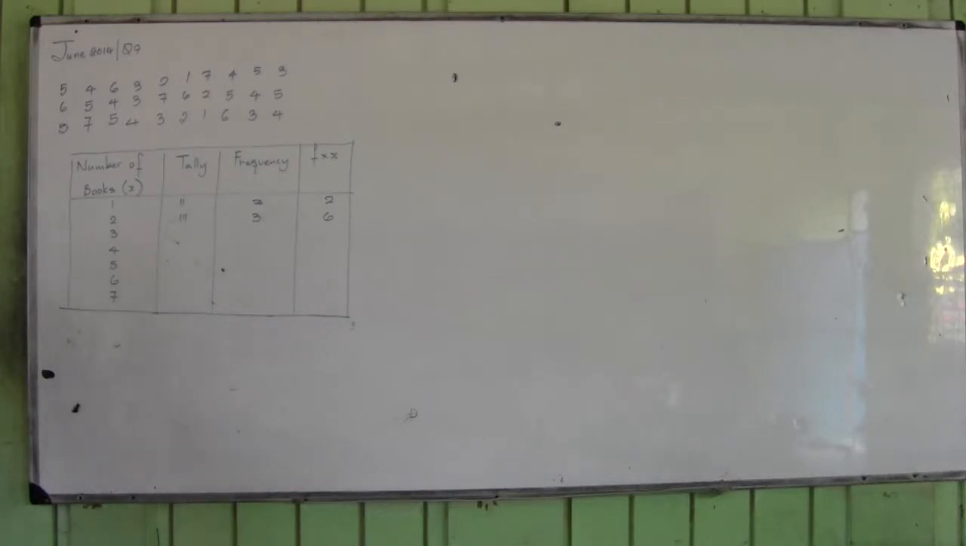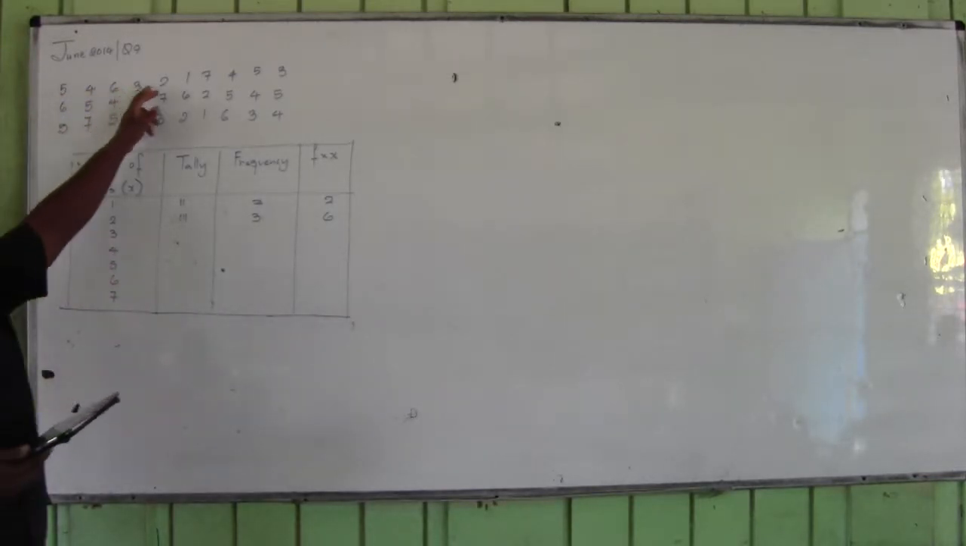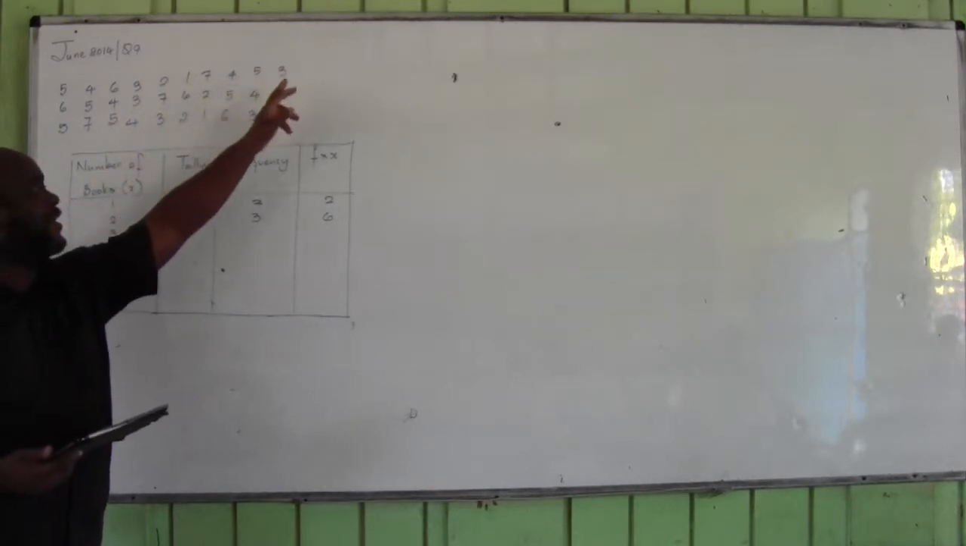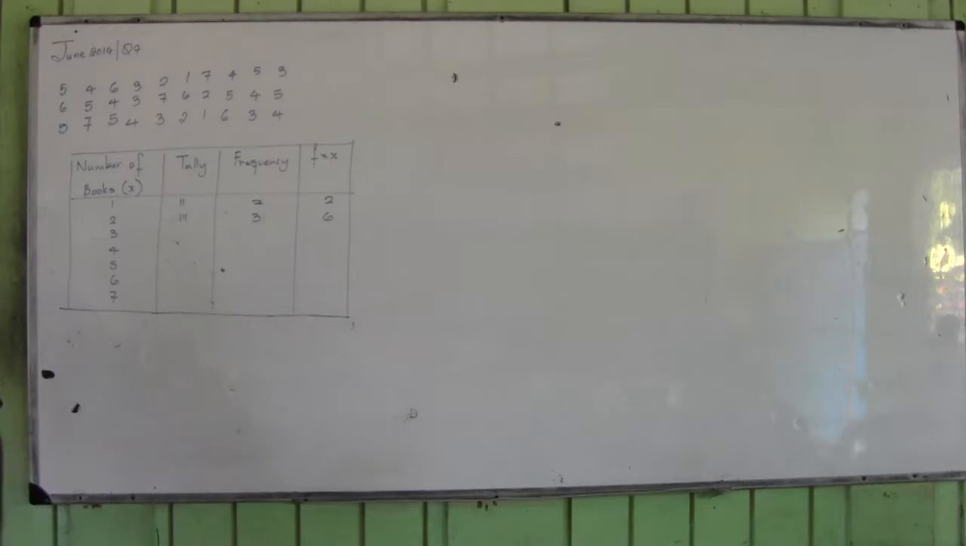It says a class of 30 students counted the number of books in their bags on a certain day. The number of books in each bag is shown below. So here, every value represents the number of books in a child's bag. How many children did they talk about altogether? 30. So I should have 30 values here. You can do a quick check: 1, 2, 3, 4, 5, 6, 7, 8, 9, 10. 10 by 3 is 30. I have 30 values, and each value represents the number of books in a child's bag.